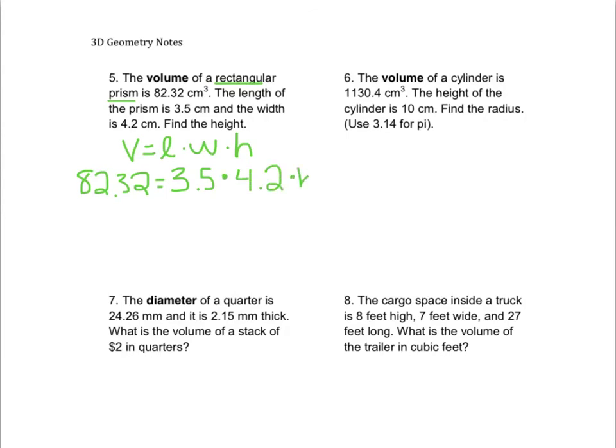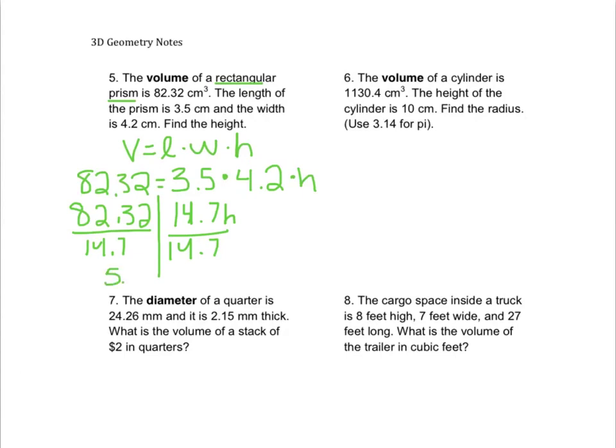I don't know the height, but I can simplify the right side by multiplying my numbers together, and then I can divide by that product on both sides. The product on the right side was 14.7, so now I need to divide both sides by 14.7 in order to isolate h. And when I do that, I get 5.6 equals h. In other words, my height is 5 6/10 centimeters. Centimeters is the correct unit because height is just in units. It's not units squared like area, and it's not units cubed like volume.